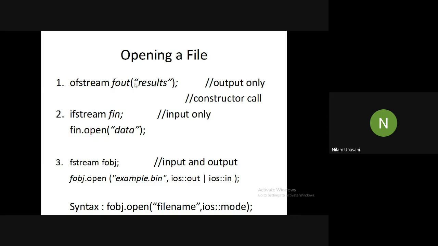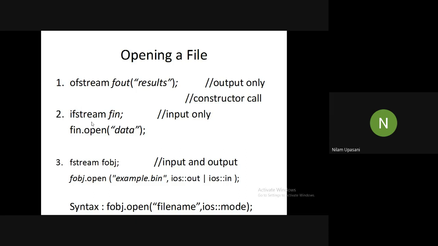Now one more method is there, one more way to open that file. This is one method we have seen with the help of a constructor call. Another method is: first you declare that object. Like here, I have created an object of the ifstream class. So first I'll create this object, and then later, whenever I want, I can open that file.